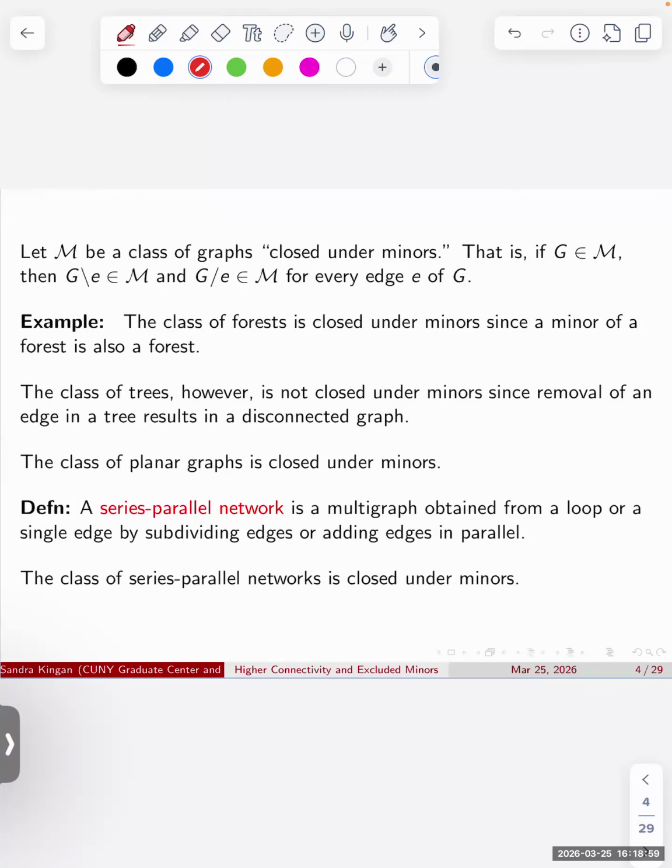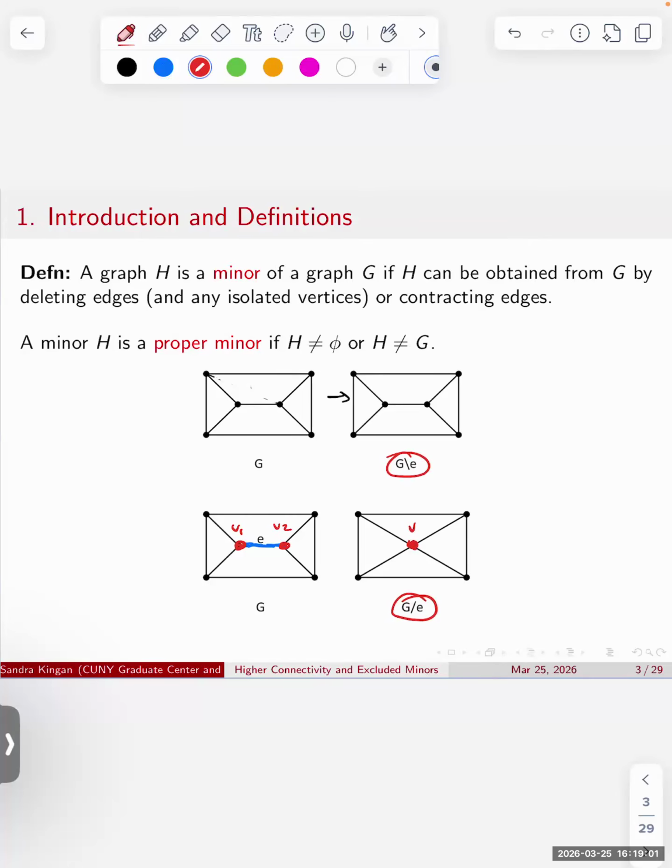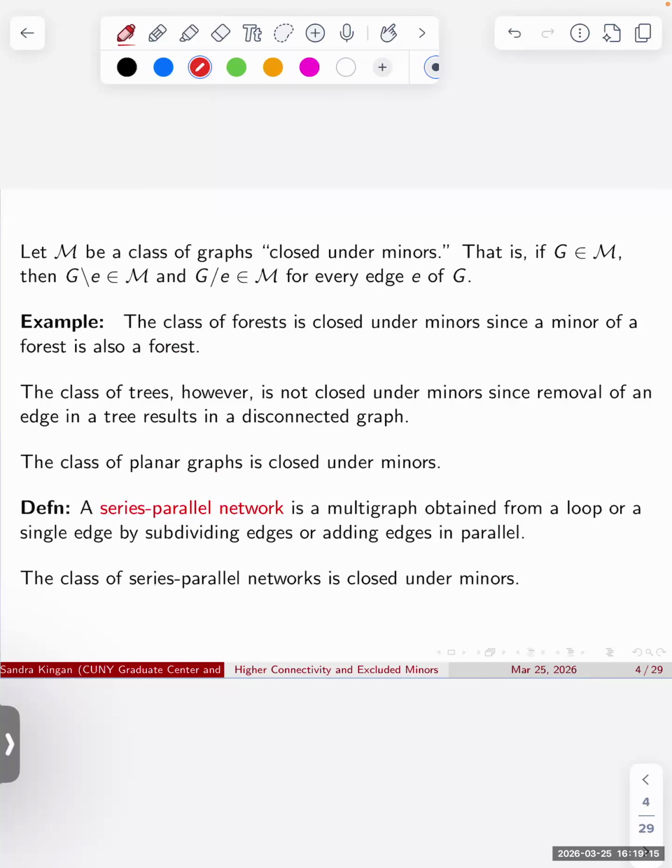So a minor is obtained from G by deleting edges and any isolated vertices or contracting edges. And in some cases, we have to talk about proper minor, and that just means that it's not empty or G itself. Now let mu be a class of graphs closed under minors. What does that mean? That means that if G is in mu, then G delete E and G contract E also have to be in mu for every edge of the graph.